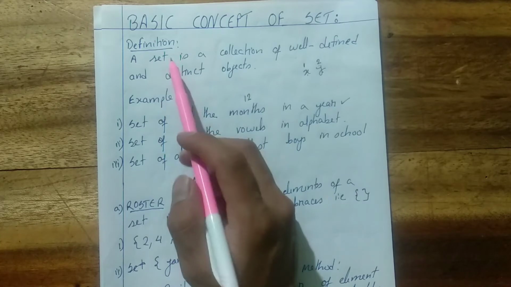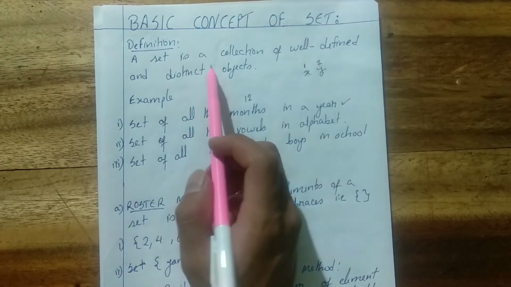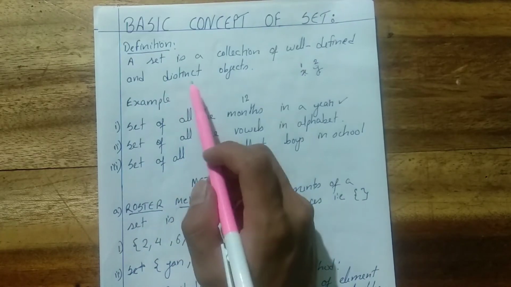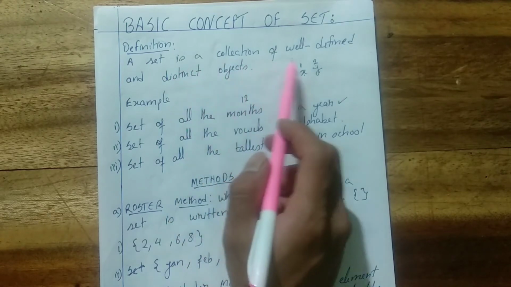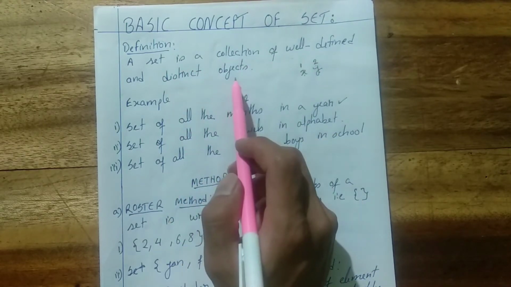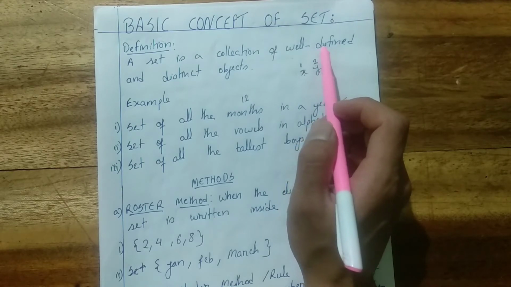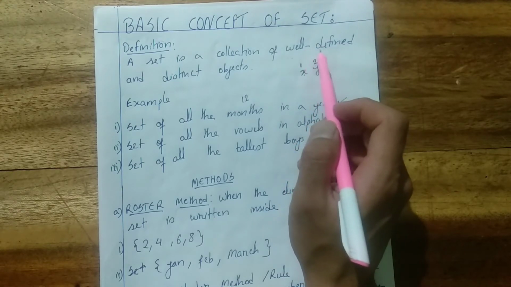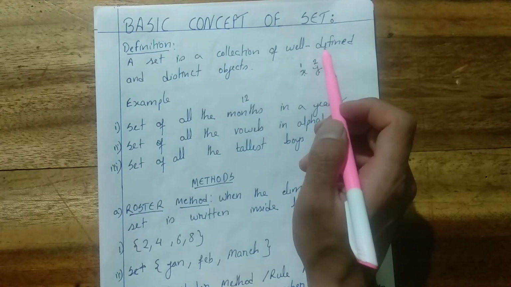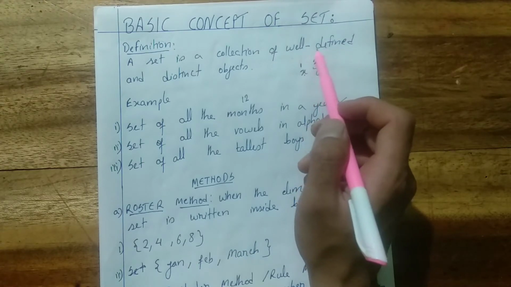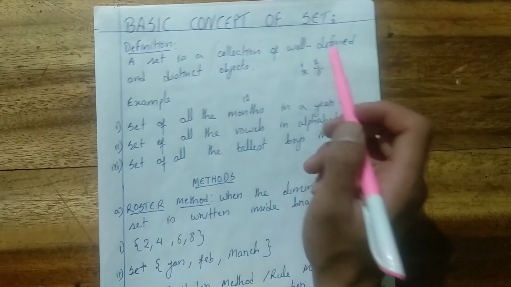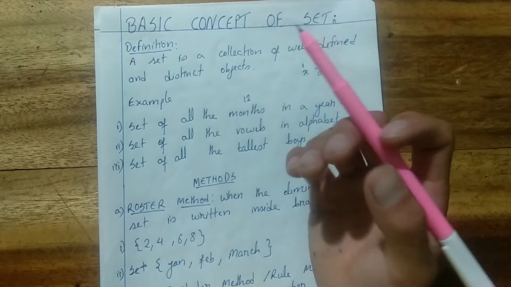So the definition of a set is: a set is a collection of well-defined and distinct objects. So what is meant by well-defined? Well-defined means it is clearly defined or described, right? Which is known, which we know clearly about something that is known to us.